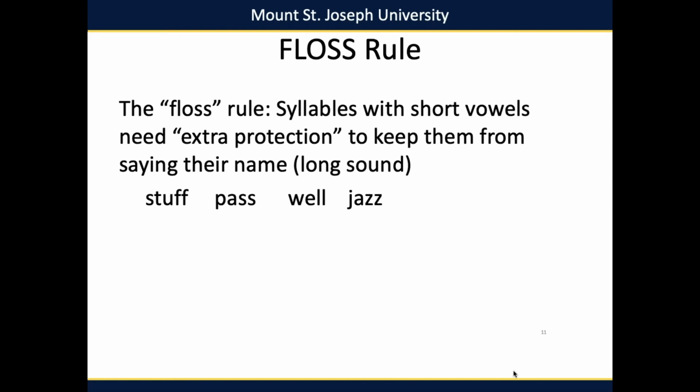What is known as the floss rule refers to the doubling of consonants F, L, and S to protect, so to speak, syllables with short vowels from saying the long vowel sound. Examples include the words fluff, pass, and well. The floss rule extends to short vowel words ending in Z, like the word jazz.